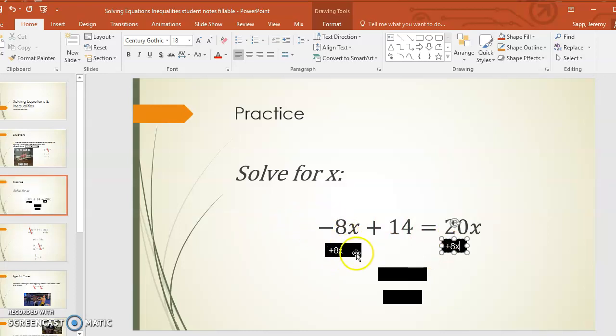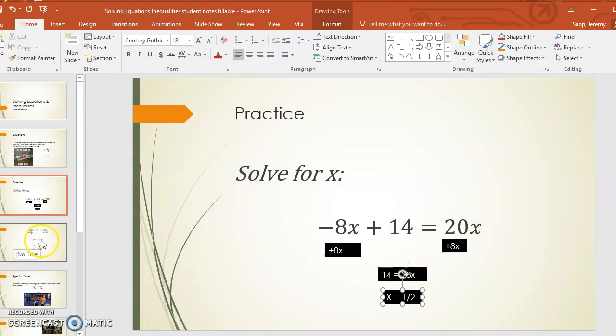When you do, that cancels out, and you're left with positive 14 over here. So 14. On the other side, you're going to combine these, and you have 20x plus 8x, which equals 28x. And again, 28x, when I write something side by side, it means they're multiplied together. So 28x means it's 28 times x. Therefore, the inverse of times would be to divide. So we're dividing by the coefficient of 28 on both sides. When you divide 14 by 28, you get x equals 1/2. 14 divided by 28 is 0.5 or 1/2.